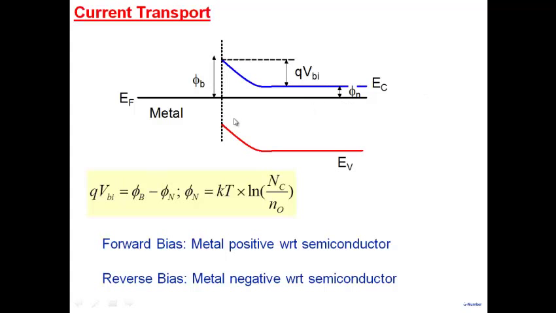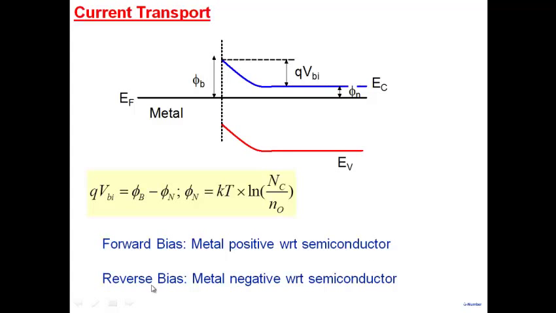Now, this is the energy band diagram. When we apply a voltage, we can distinguish between two modes of operation: forward bias, in which case the metal is positive with respect to the semiconductor, and reverse bias, where the metal is negative with respect to the semiconductor. The reason why we are calling it forward bias, we'll see, is that when the metal is made positive with respect to the semiconductor, you can have significant current flow. When the metal is made negative with respect to the semiconductor, the current flow is small and relatively constant.